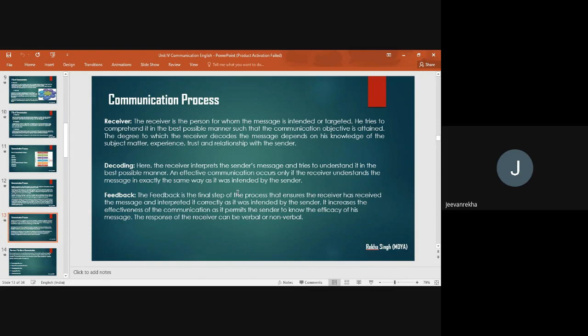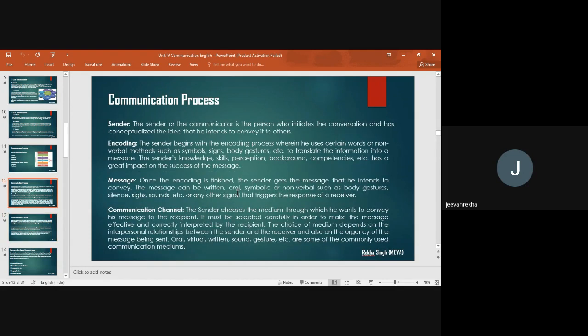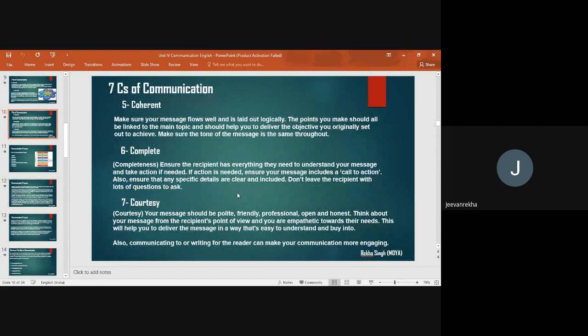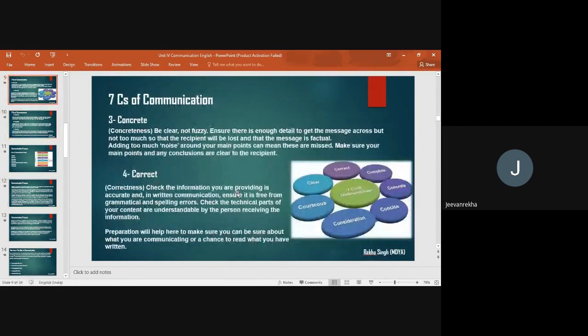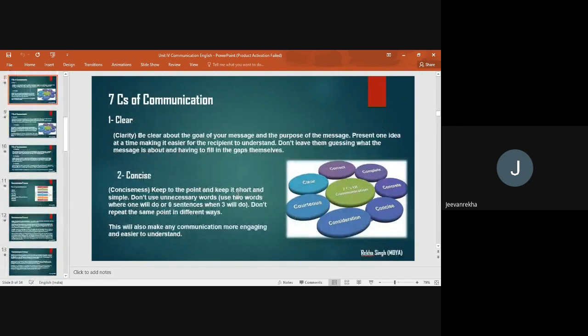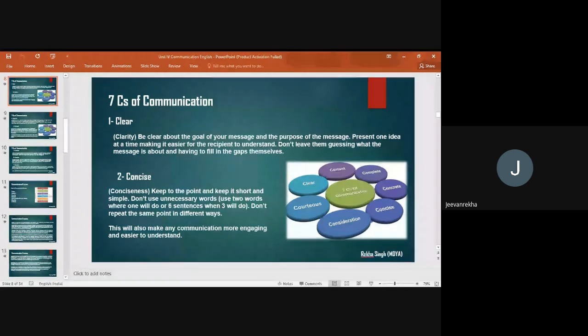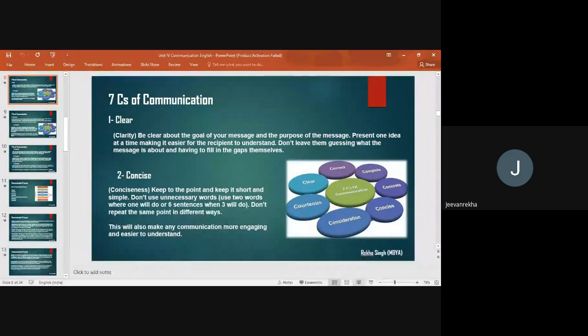So who will come to describe, in 2 to 3 minutes, from the seven C's of communication to the communication process? Your slide is there. You can read it and make me understand. You have 2 minutes to describe all the topics. Come on, come on. It is a learning process. Don't hesitate, please.